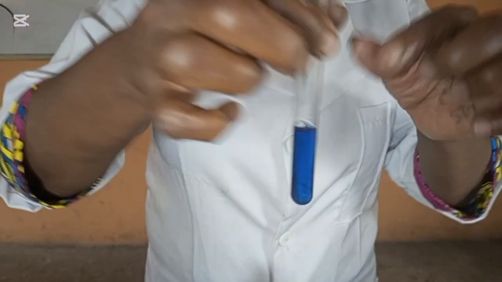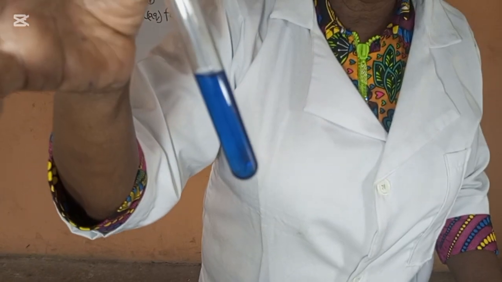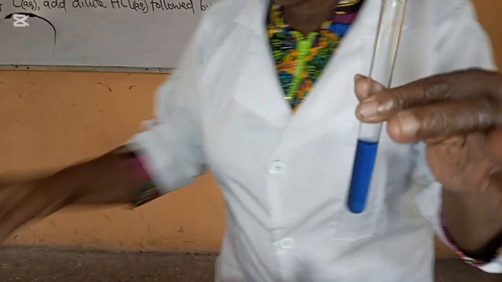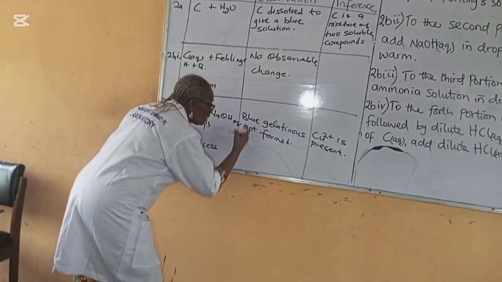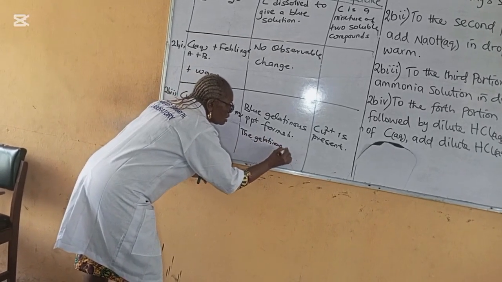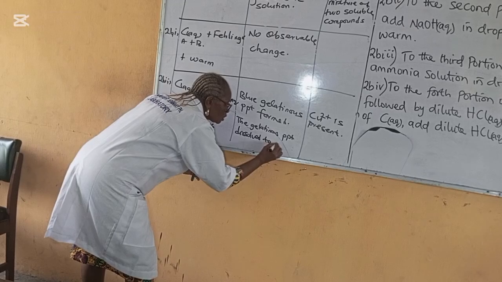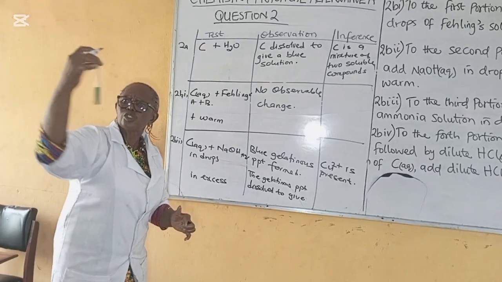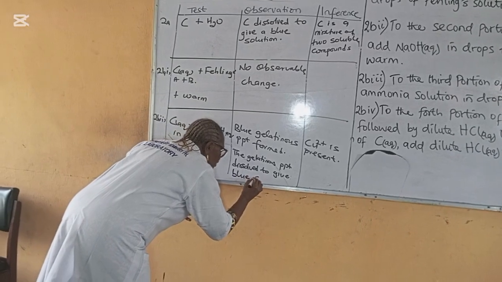You can see that I added in excess, the blue gelatinous PPT dissolved. For dissolving, you have to state what you have observed. There's no harm about it. It dissolved. Can you see? You can even see clearly. The blue gelatinous PPT dissolved to give a deep blue solution. I can say to give a blue solution.